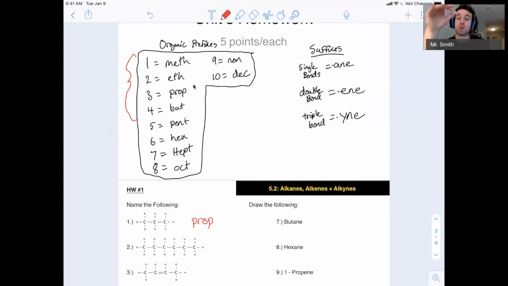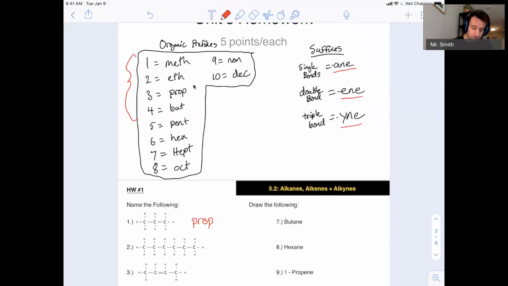The other thing you're going to need to know is suffixes. Remember, with single bonds, it's ane. Double bonds is ene, which is pronounced een. And triple bonds, yne, we pronounce that ein. So ane, ene, and yne are our suffixes.